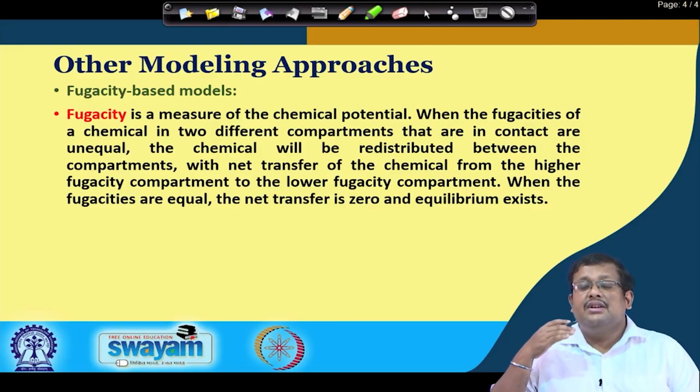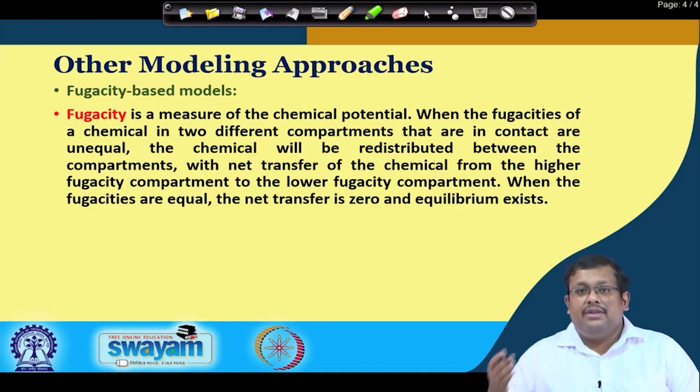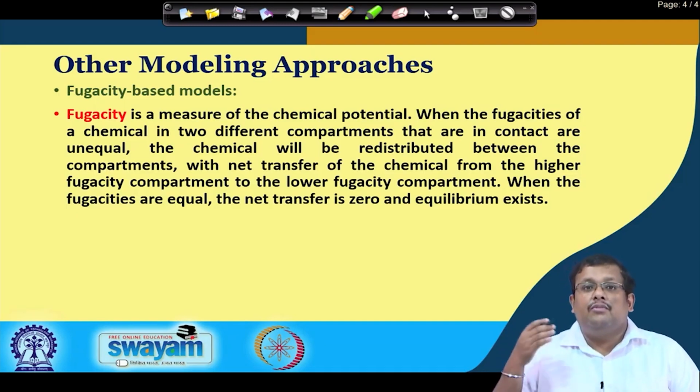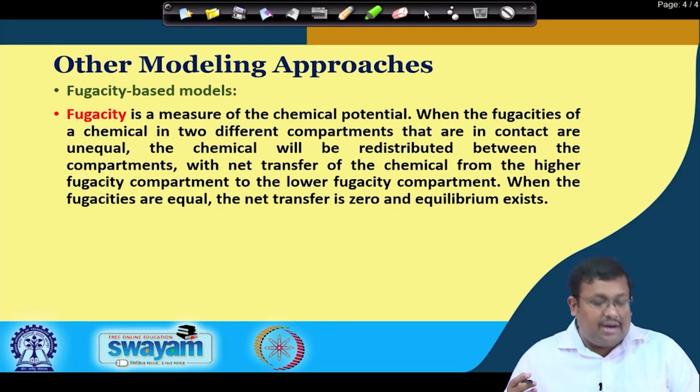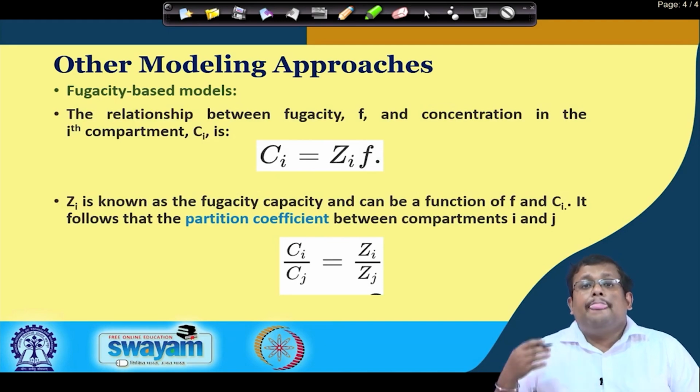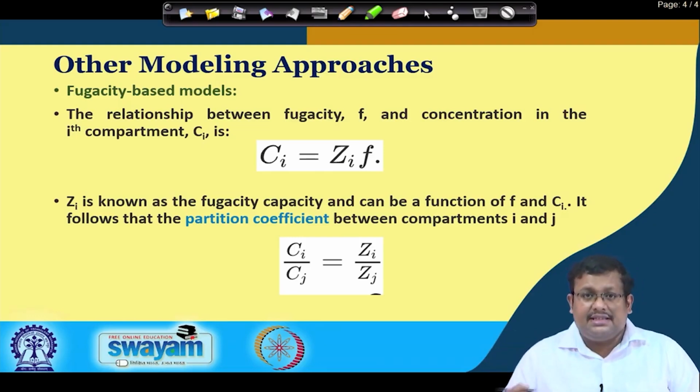So, basically there is a gradient of fugacity from one compartment to another compartment, and that basically helps the flow of chemical from one compartment to another compartment. Now, if we want to represent the fugacity based model in terms of mathematics, then we have to discuss its formula.